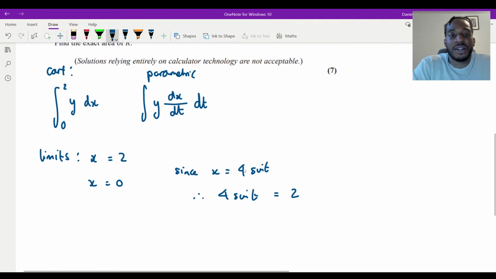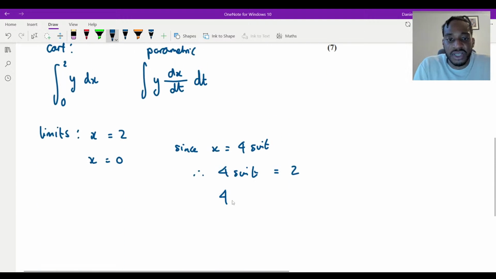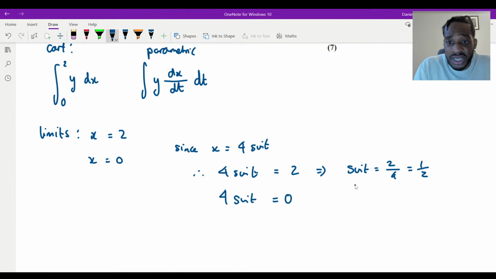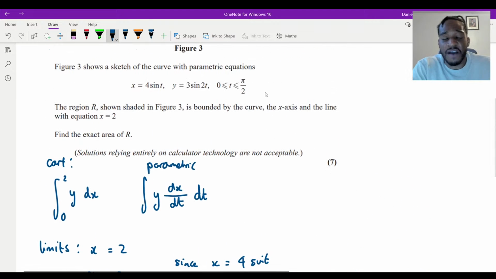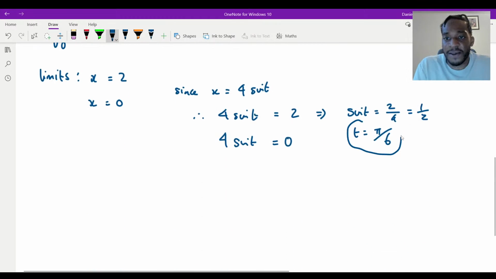Now with this one, remember, by the way, the range was between 0 and pi over 2. So I'm going to solve both of these here. 4 sine t is equal to 0 and 2, because these are what the x's are. Solving this one, sine t is equal to 2 over 4, which is a half. So I just do sine inverse of a half to get t. Sine inverse of 1 over 2 gives me pi over 6. So t is going to equal pi over 6, and that is in the range of 0 to pi over 2, because pi over 6 is smaller than pi over 2. You're not going to get any others. So the first one is going to be pi over 6.